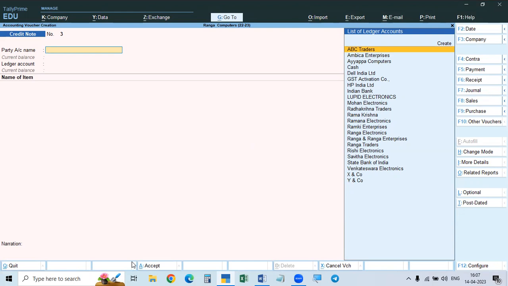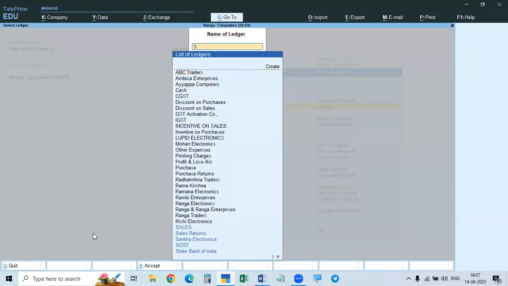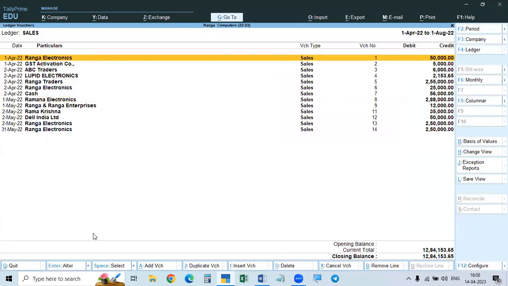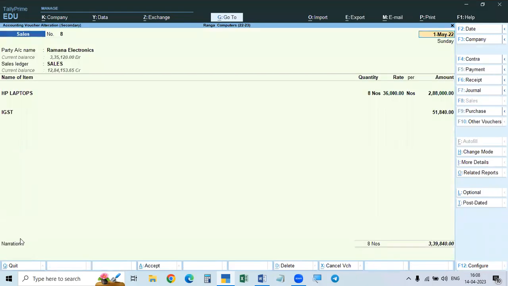It means reducing the sale value. Nothing but reducing the sale value. So another example is here. On 1st May, we sold goods to Ramana Traders: HP laptop, 8 numbers at the rate of 36,000.